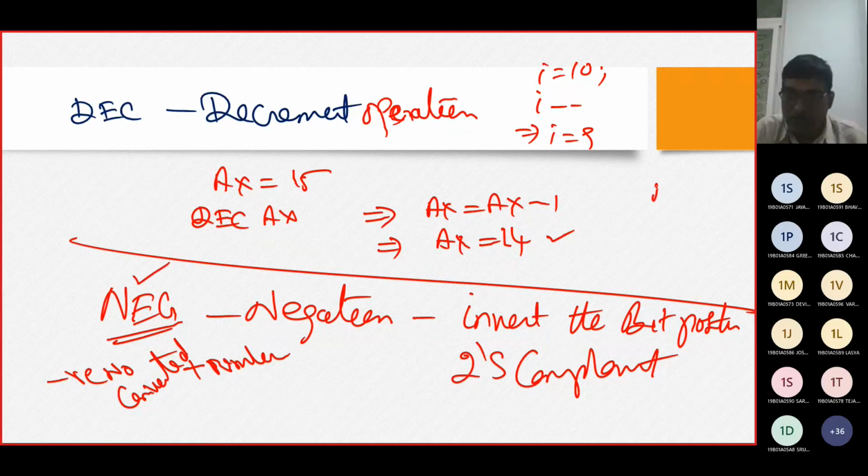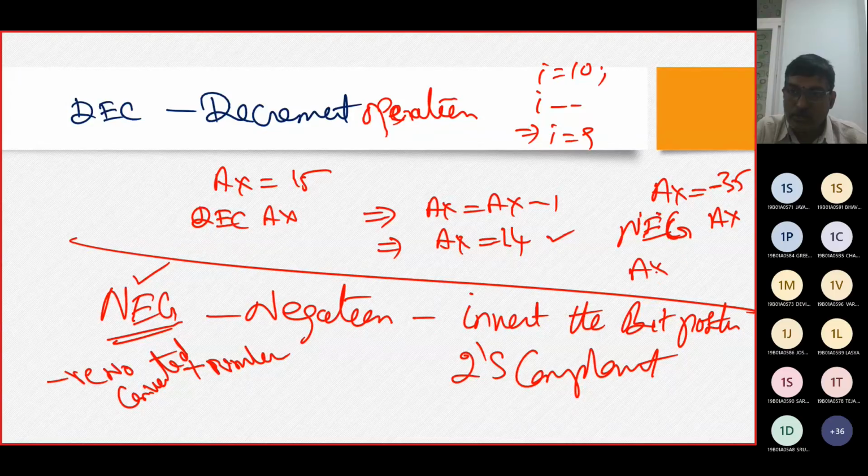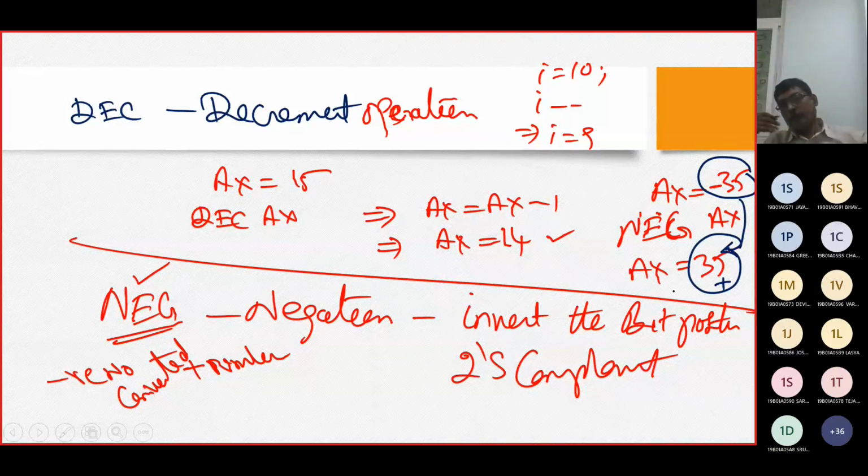So I can say accumulator is equal to minus 35. Then I say NEG, negate of AX. So obviously the accumulator will be 35. Earlier it was minus 35, and now this minus 35 is converted to plus 35. So in order to convert a negative number to a positive number, to do that implicit conversion, we use this negate function.